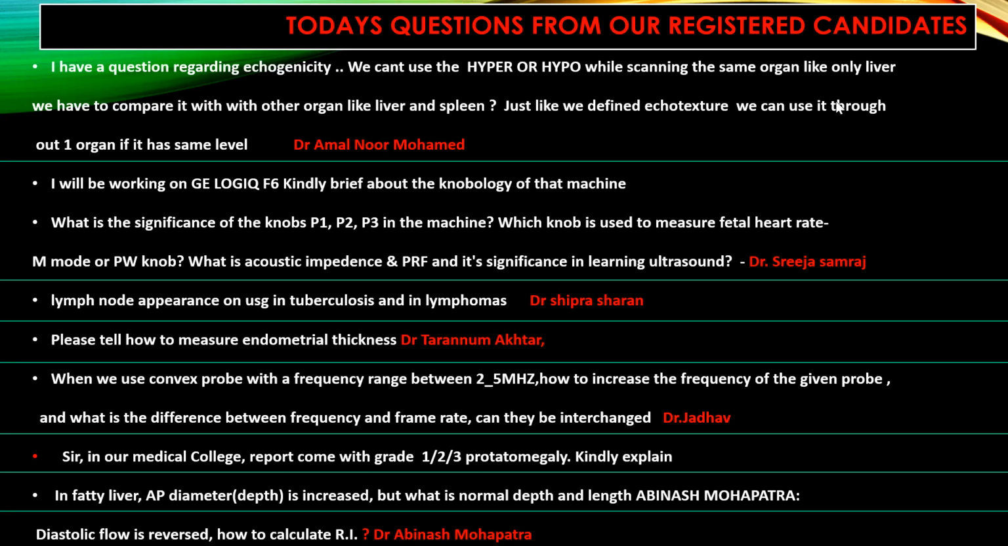And next question from Dr. Abhinav is that in fatty liver, the AP diameter is more. What about the normal? How much is the normal range of the AP, I mean in liver, how much is transverse and how much is the long? I'm summing up the questions. And the next question from Dr. Abhinash is that during diastolic flow, if it is touching the baseline or if it is reverse, how to calculate the resistive index? And the third question from the same doctor, Dr. Abhinash, is that, sir, I am getting reports of prostatomegaly 1, 2, 3, whether I should go with the grading or the weight. So I have summed up the questions. These are the questions displayed. You can go through your questions over here.